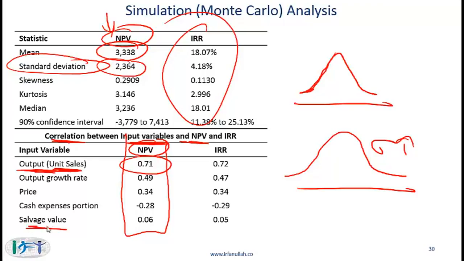There is also a positive correlation between salvage value and NPV. The higher the salvage value, the higher the NPV. But this correlation is only 0.06. Notice how this is a useful management tool. Would you spend your management energy and bandwidth worrying about salvage value or worrying about selling more? Clearly, based on this analysis, it makes a lot more sense to put your energy where there is a high correlation between the input variable and the NPV. So this is also useful.